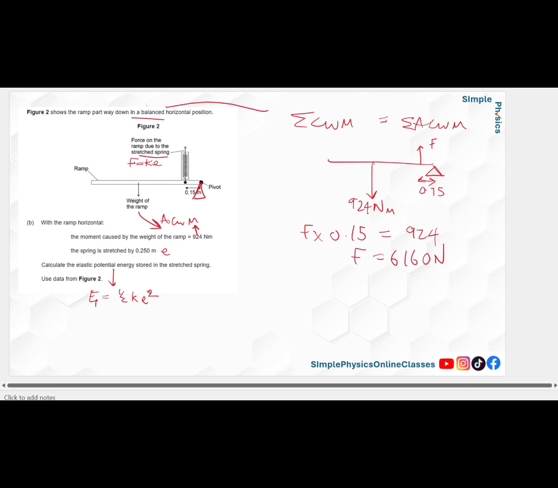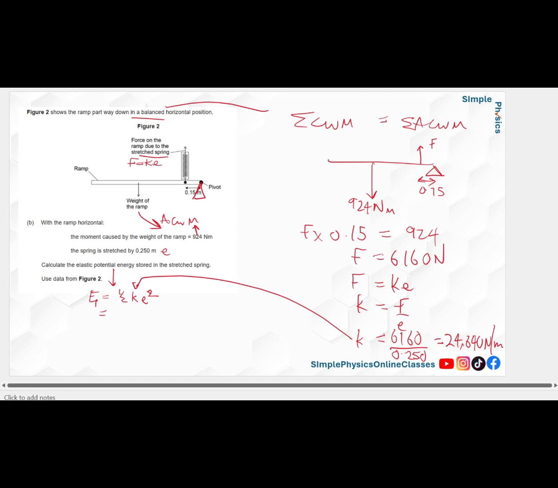Now, what can I do with that? I can then put that into F is equal to KE, or K is equal to F over E. So in this case, just put your numbers in. F is 6160 over the extension they've told us, 0.250. So answer divided by 0.250 equals, so that gives you a spring constant of 24,640 newtons per meter. It doesn't mean anything to you, but at least we can now put that into here.